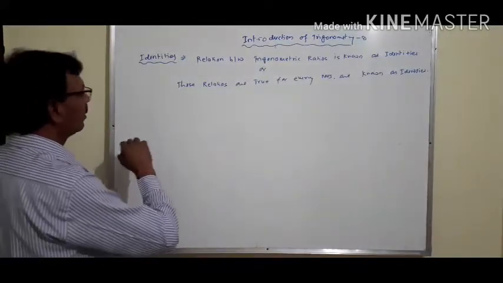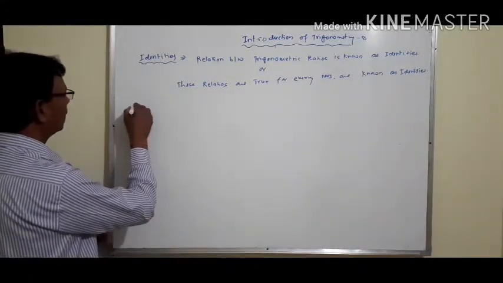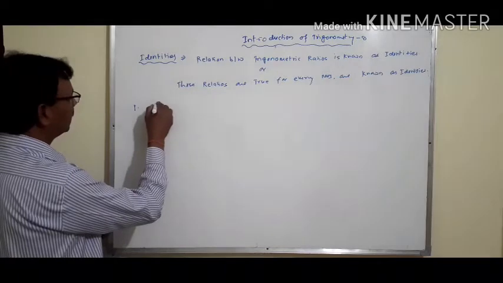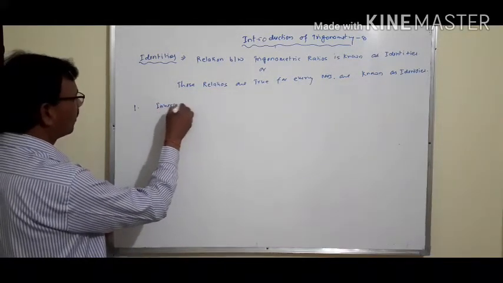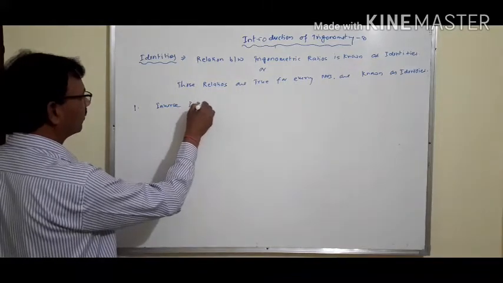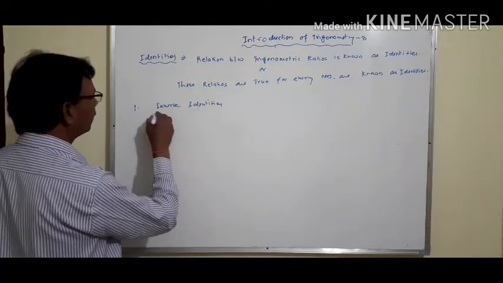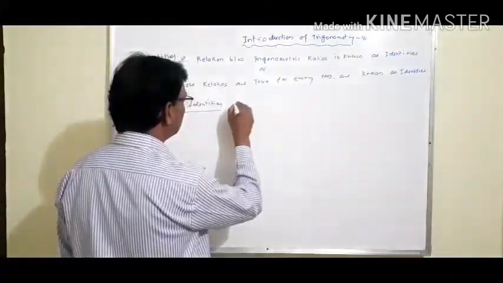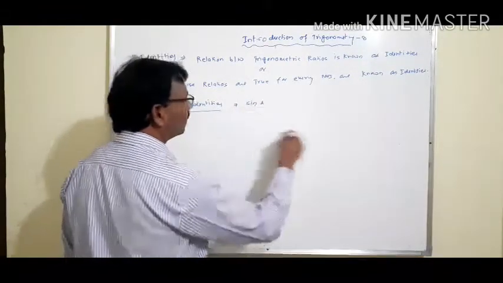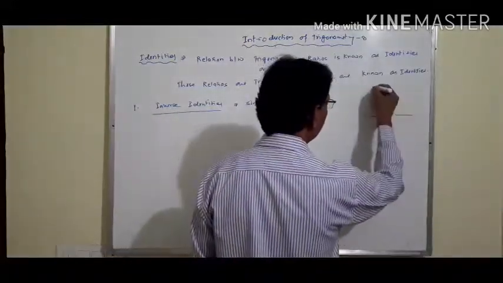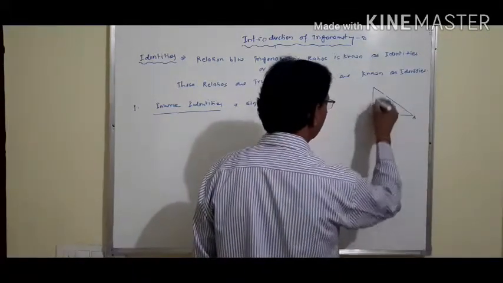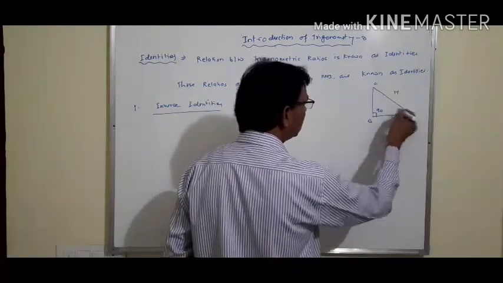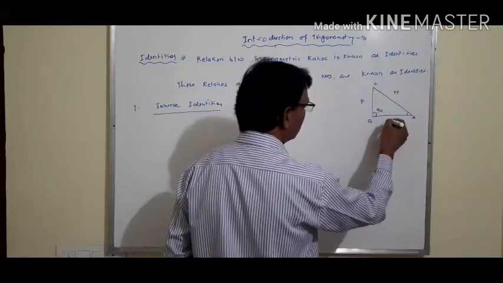Now we write here first, inverse identities. What is the inverse identity? As you know, consider sin A in this right angle triangle ABC, where this angle is 90 degrees. This is the hypotenuse. For this angle, this will be perpendicular and this will be base.